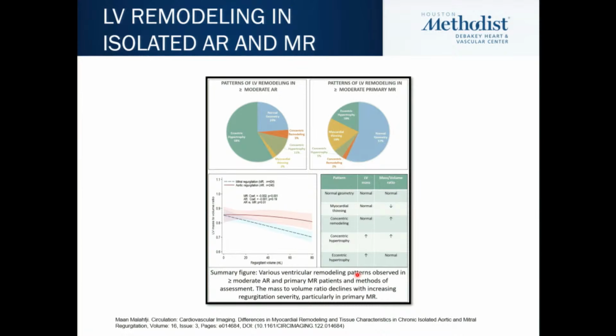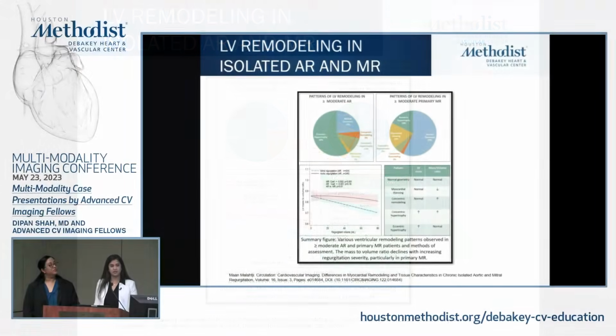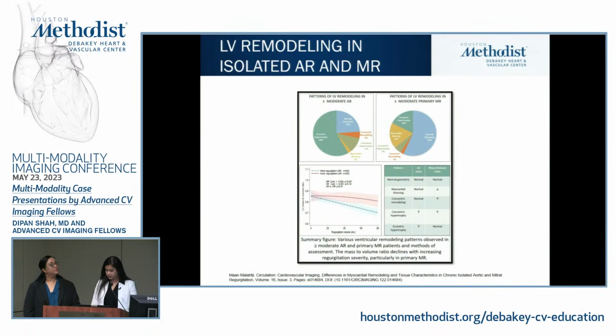had significantly greater LV size and mass compared to those with mitral regurgitation. Dr. Malafji et al. recently, in their study, further expanded these observations. Of the 664 patients, 34% had AR and the remaining had primary mitral regurgitation. Among these patients with more than moderate regurgitation, the aortic regurgitation patients had a higher prevalence of eccentric hypertrophy, and for the MR patients, the higher prevalence was for normal geometry.